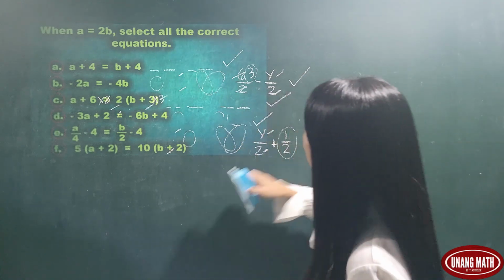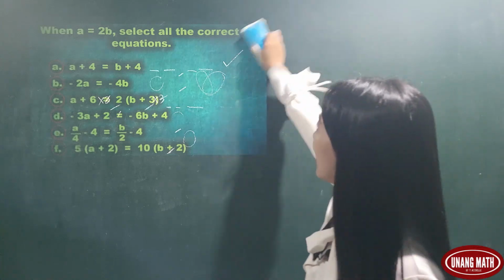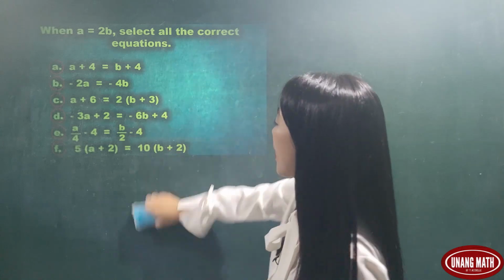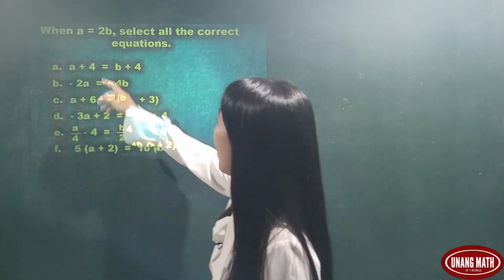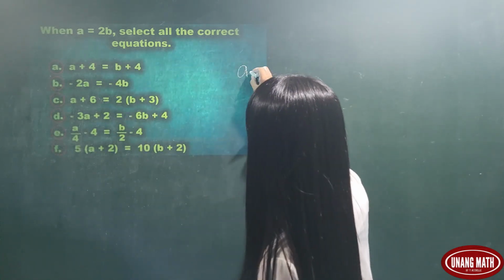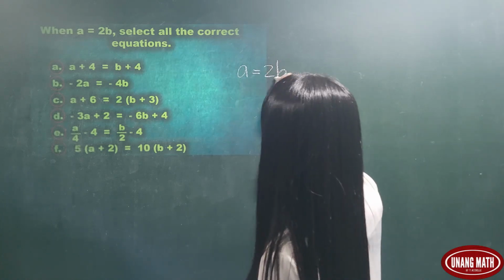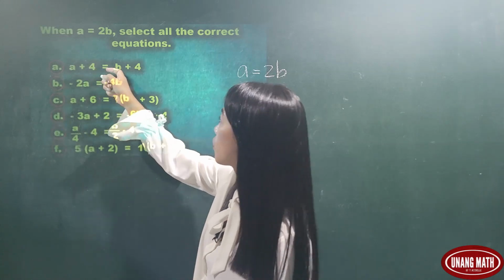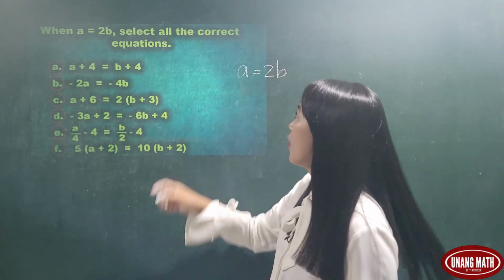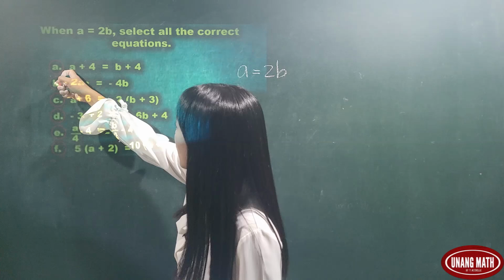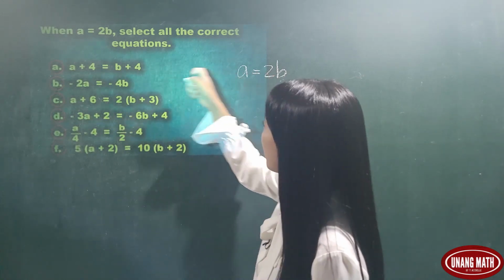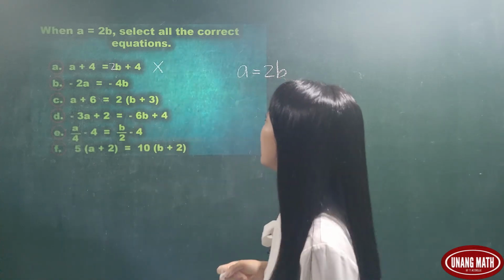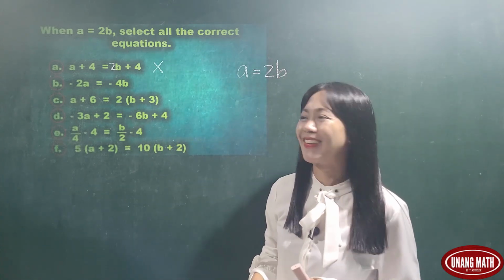Okay, let's continue with this next activity. When A is equal to 2B, select all the correct equations. Okay, remember A is equal to 2B. Okay, let's check this first option. A plus 4 is equal to B plus 4. Okay, A is equal to 2B, but this is just B. So that means first option is not correct.